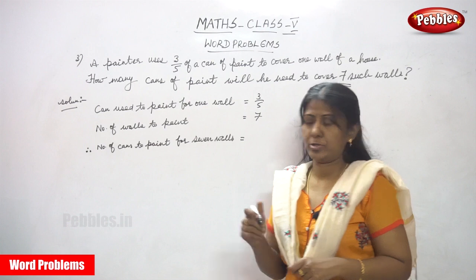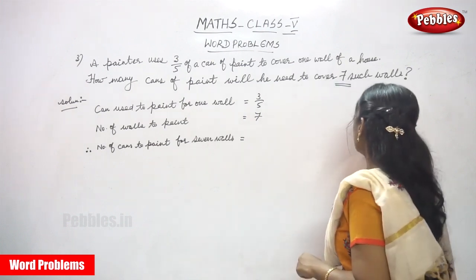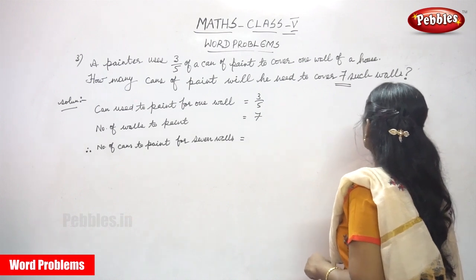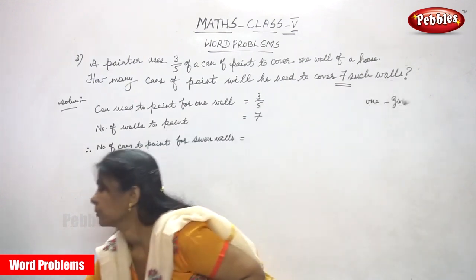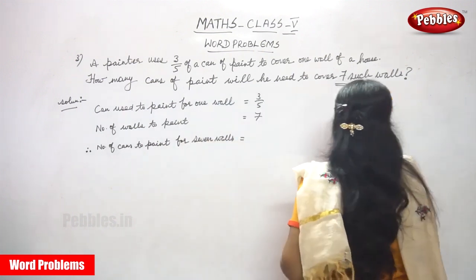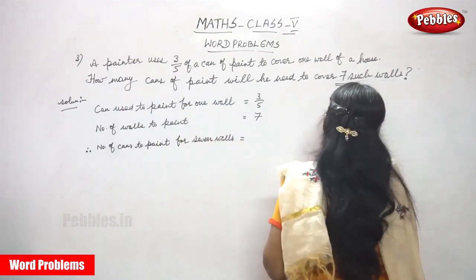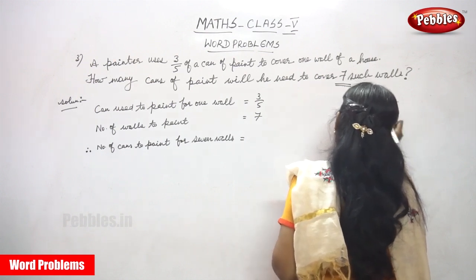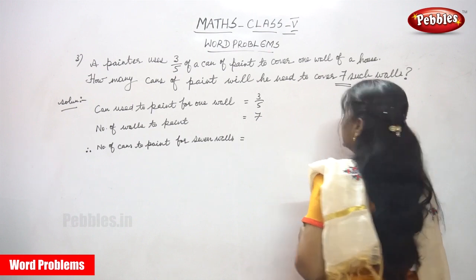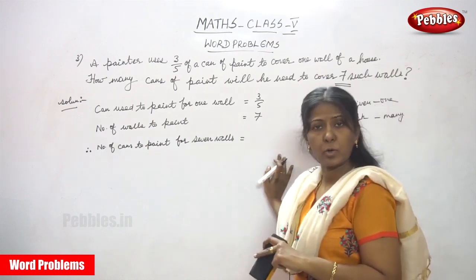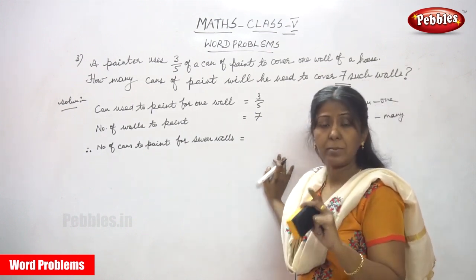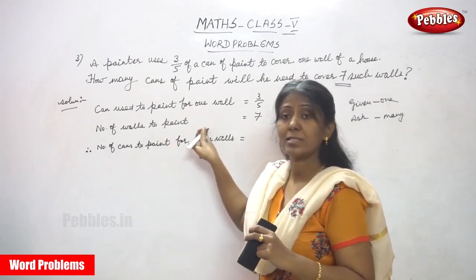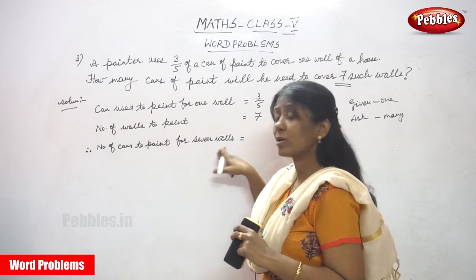That is a multiplication. Given 1, ask many. This is a multiplication formula. They are given only 1, but they ask many. So you have to find out 7 walls. So how many cans to paint for 7 walls?